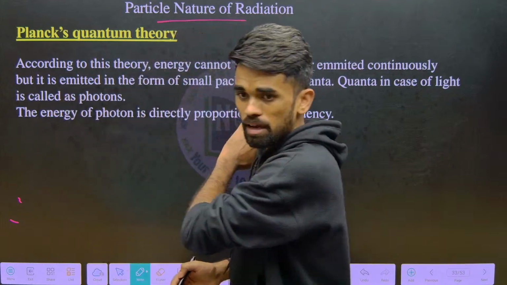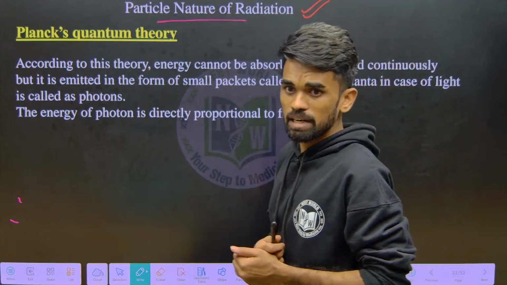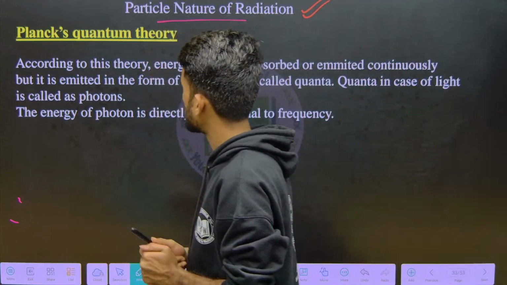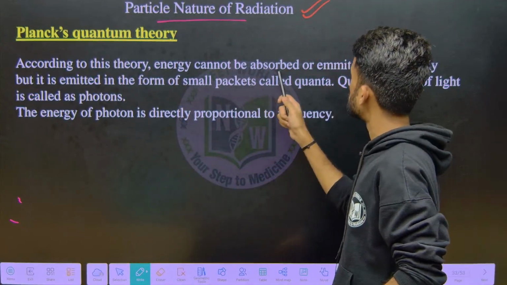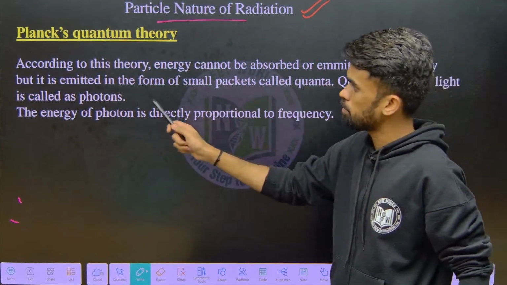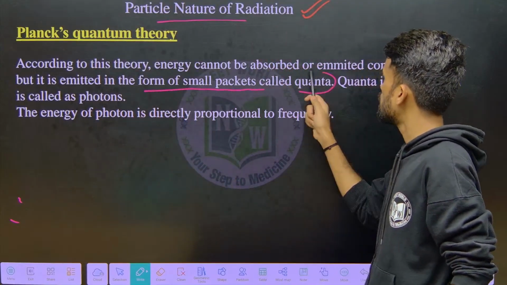Light will disperse if we torch it. Now see, Planck's quantum theory. Here we need to study about particle nature. First one is Planck's quantum theory. According to this theory, energy cannot be absorbed or emitted continuously, but it is emitted in the form of small packets called quanta.